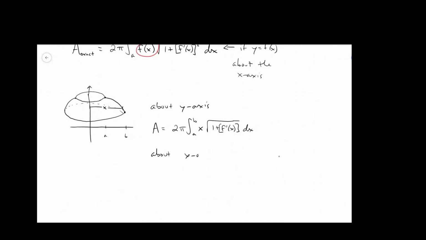But the x-axis, how is this going to be different? Well, I already wrote the formula, but you could also write that formula like this. You could write it as 2 pi integral from a to b. You could put a y there if you wanted to.